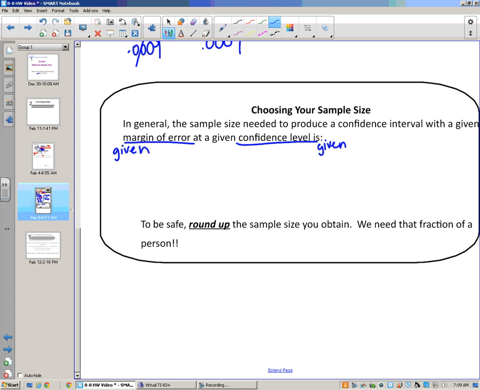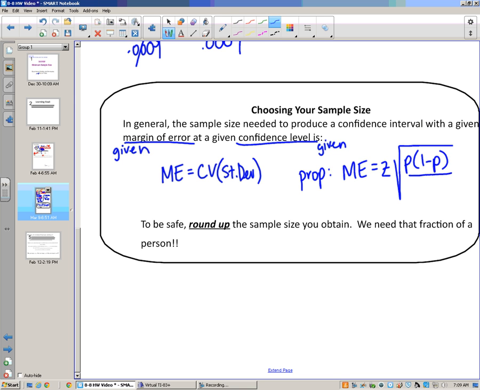To do this, you're using your margin of error formula. It's your critical value times the standard deviation of the statistic. For proportions, that means the margin of error is your z from the chart times the square root of p times 1 minus p over n. And you're going to have to do some algebra to solve for n. As a reminder, to be safe, we always round up. Remember, if we have only a fraction of a person, we need to complete that person, so we're rounding up, no matter what the decimal is, even if it's not above 0.5.